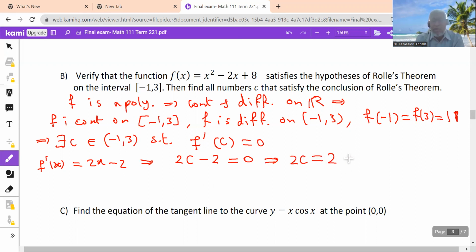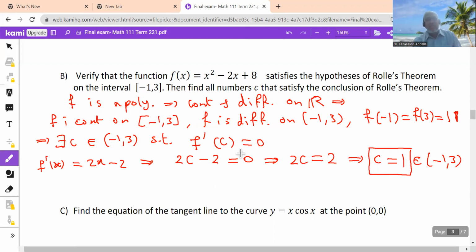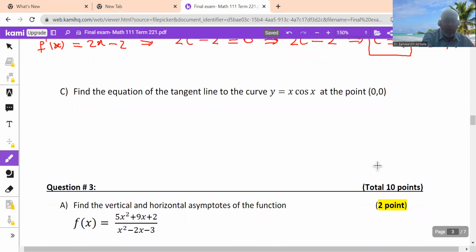We solve this equation. So 2c equals 2. Take 2 to the other side, divide by 2. So c is 1. Is this number between -1 and 3? Yes. So this is the required c. This is the number c that satisfies the conclusion of Rolle's theorem.